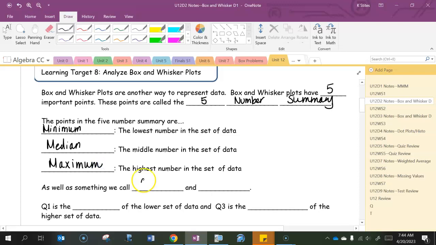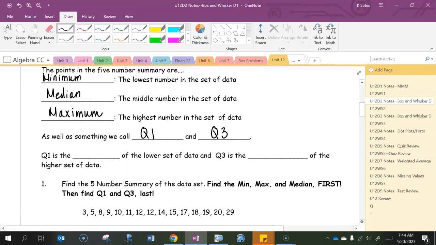We also have something called Q1, which stands for quartile 1, and Q3, which is quartile 3. Q1 is the median of the lower set of data, and Q3 is the median of the upper set of data.